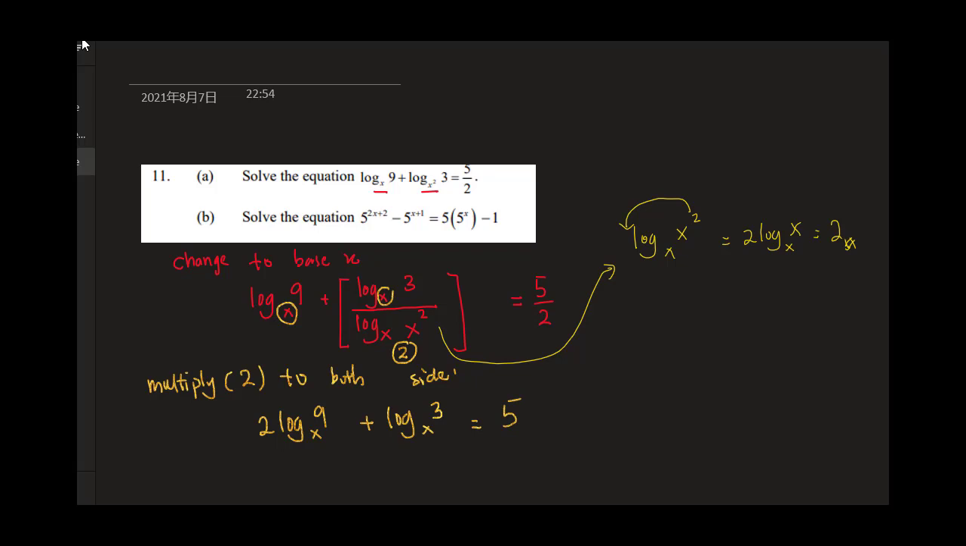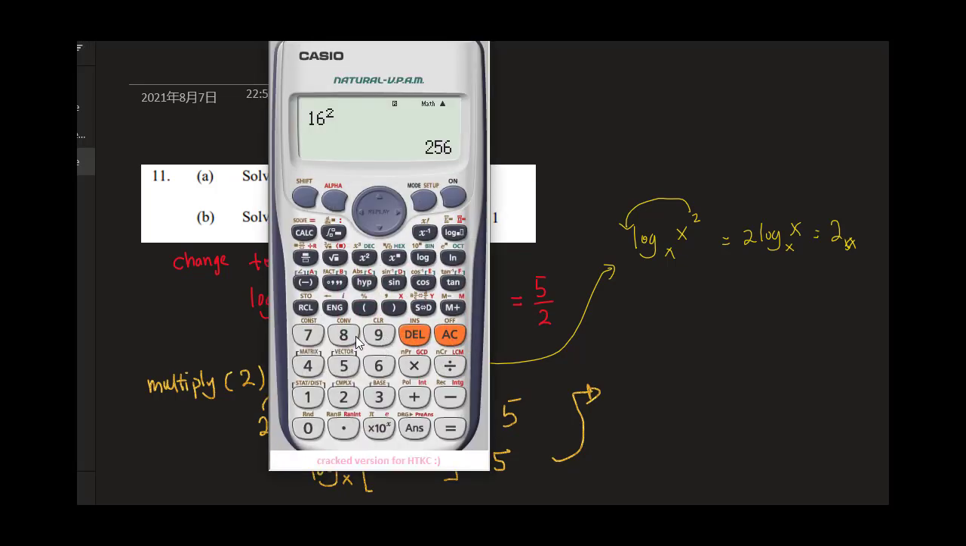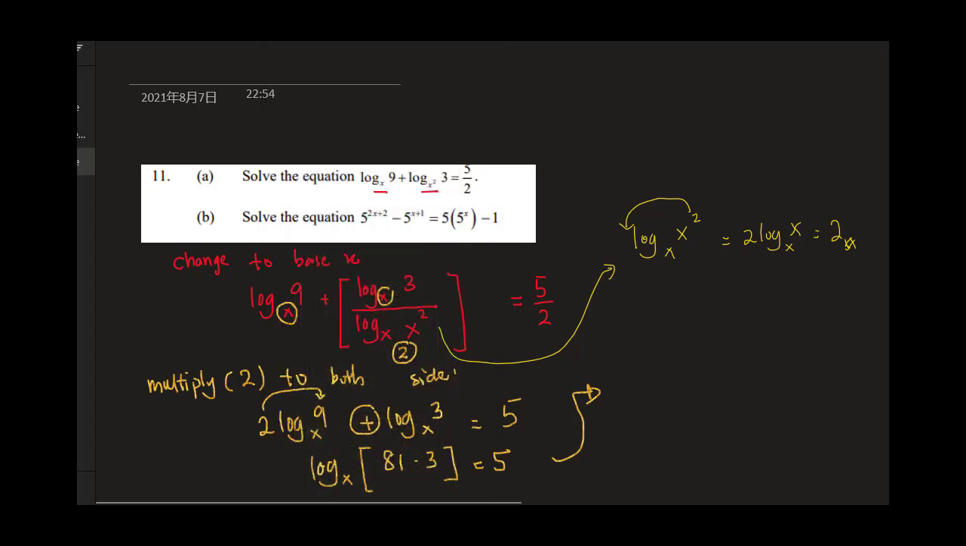What else do we have to do? Back to the previous situation, they have different coefficients, so you can bring up the 2. So the left hand side is a single base log of 81 times 3 equals 5. You get the point here? Because 9 to the power of 2 is 81, and this is a plus, so 81 times 3, which is 243 for the left side.